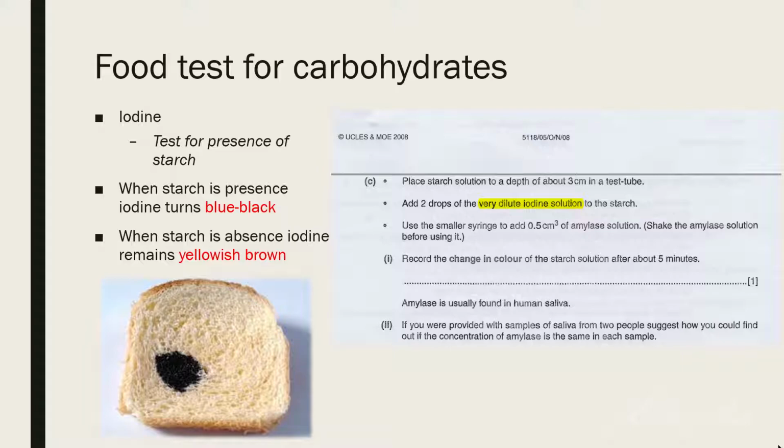While we learn that by default, if it's a theory paper, if starch is absent, it's yellowish brown. But when using very diluted iodine, because of the dilution, the yellowish brown might not be clear at all. So don't be too clever and write yellowish brown when you can see that it is actually colorless. So just take note of this.